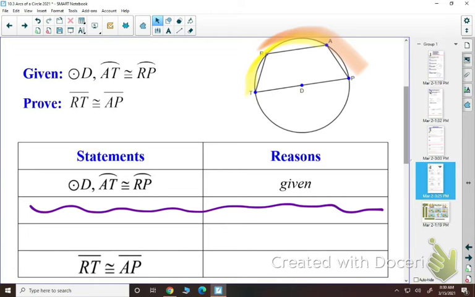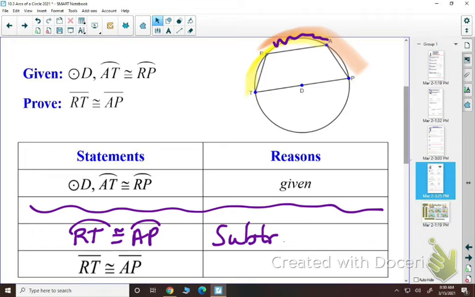So because of that, hopefully you can make the conclusion that arc RT is going to be congruent to arc AP. Okay, what did we do? We used the subtraction property. I subtracted this arc here that they overlapped. So if I subtract that from each one, those end arcs, arc RT and arc AP, are going to be congruent.